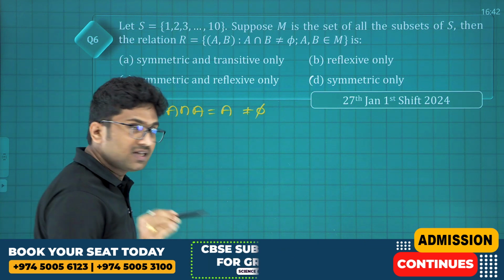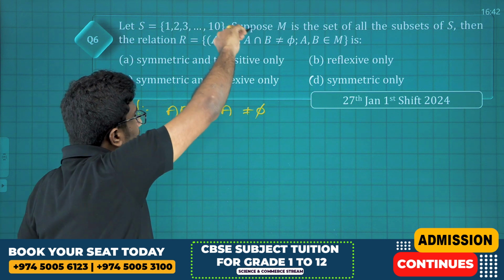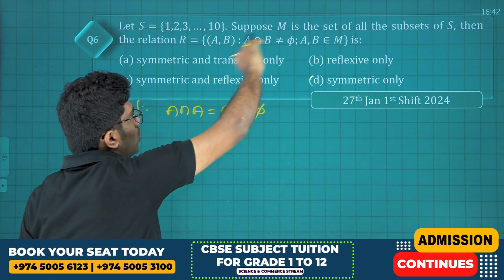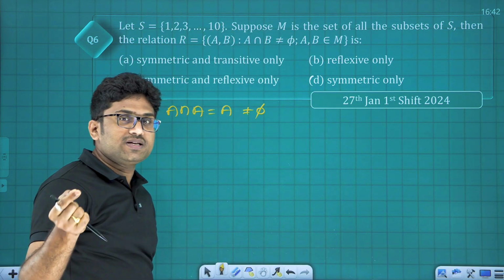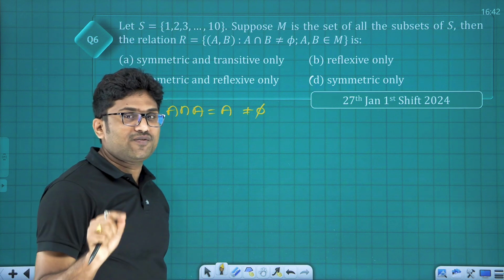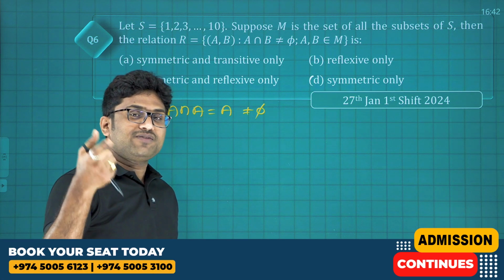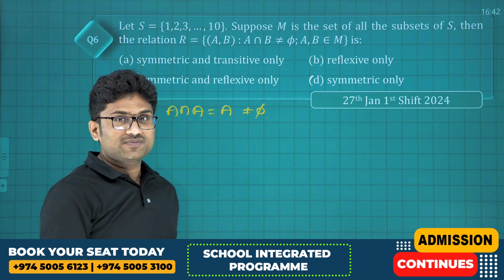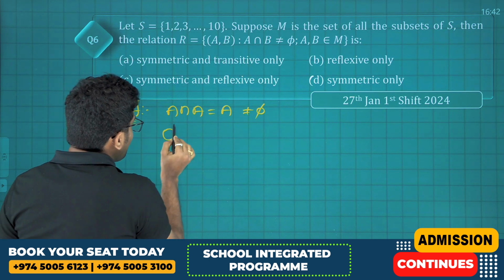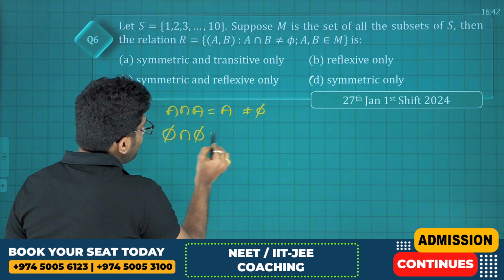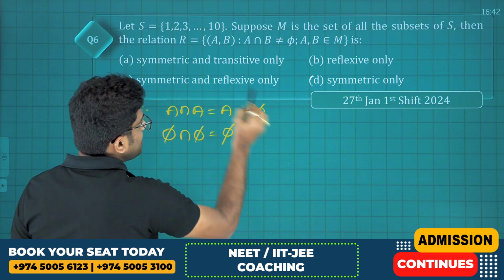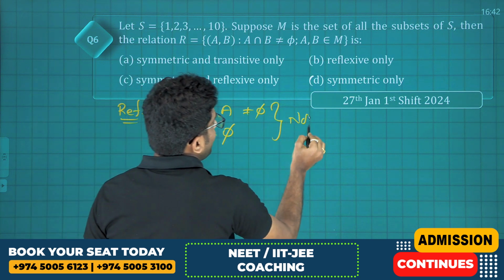But as they said, A, B belong to M, no? Set of all subsets means the null set will also be a subset of every set. So phi, the null set, will also be an element of this M. Now what is phi ∩ phi? It is phi, which means clearly it is not reflexive.